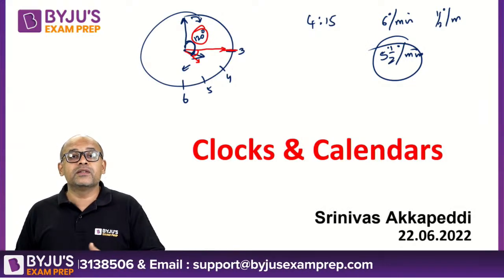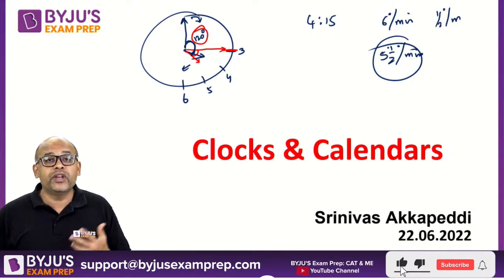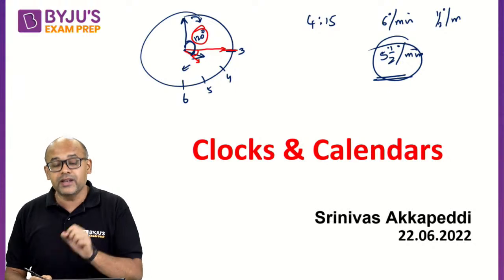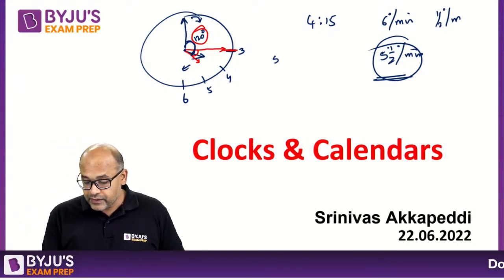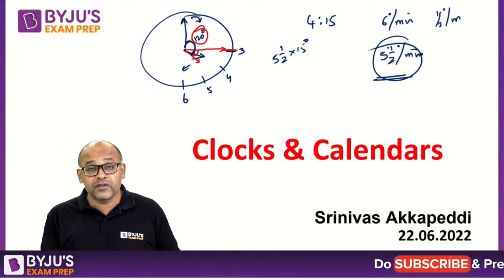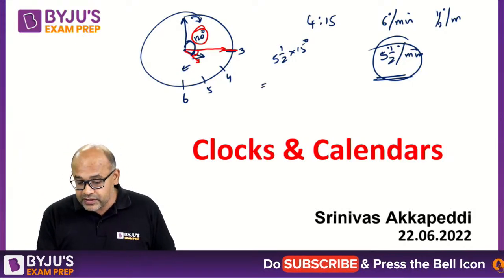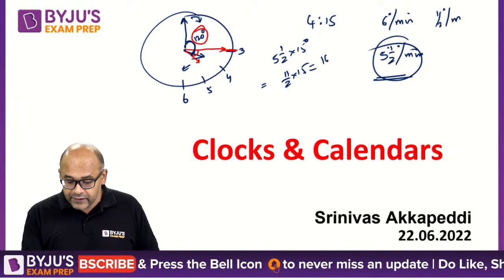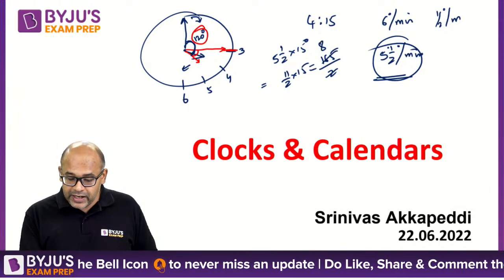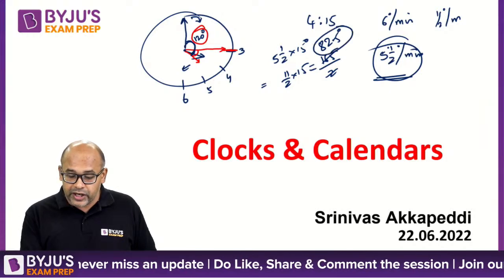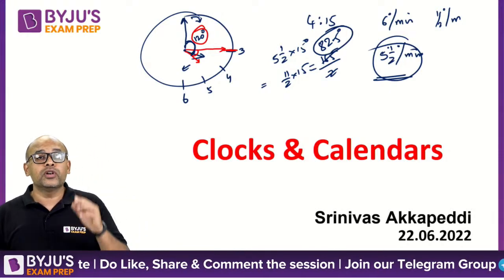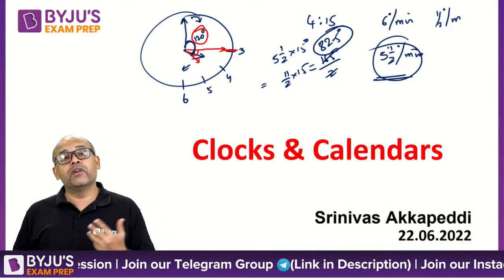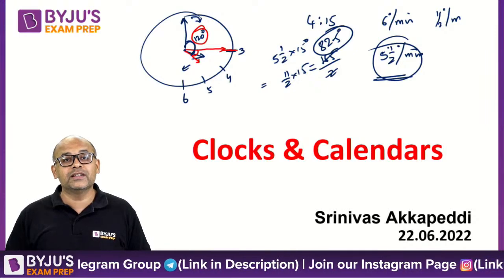In 15 minutes, what will happen? The distance will reduce by 5.5 into 15, so 11 by 2 into 15. 15 elevens are 165, by 2, so 82.5 degrees will reduce from 120. So the starting distance is 120, 82.5 is reduced. What is the remaining? 120 minus 82.5, and that will be your answer.